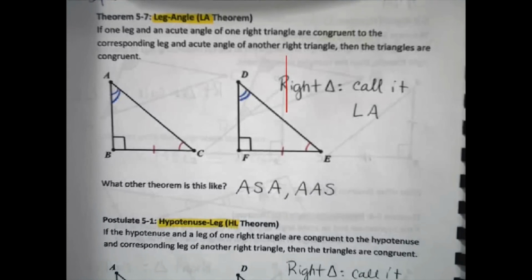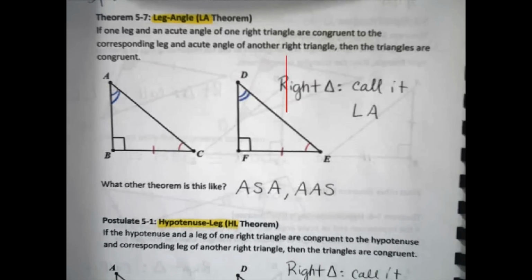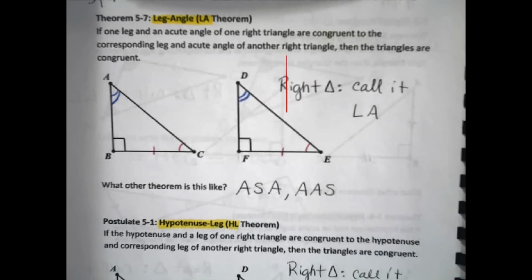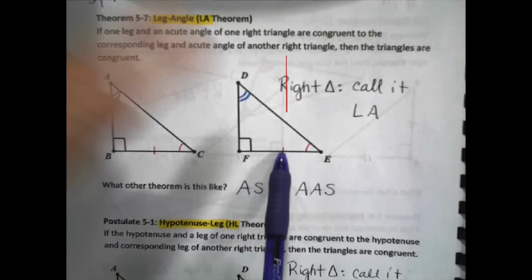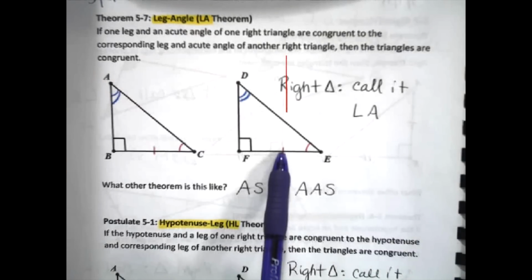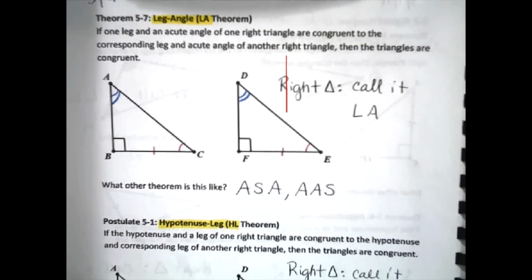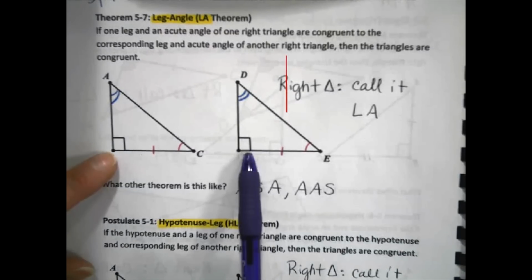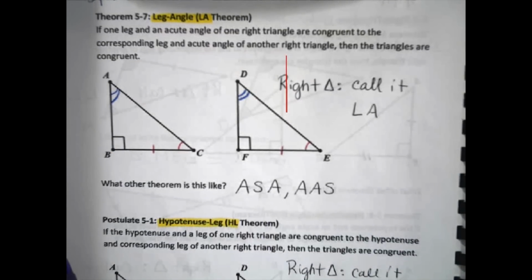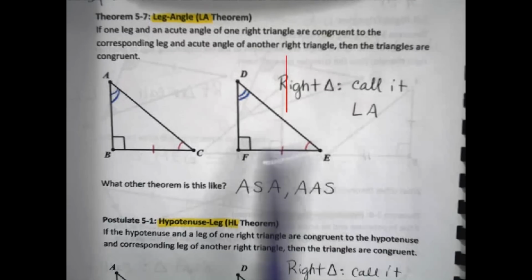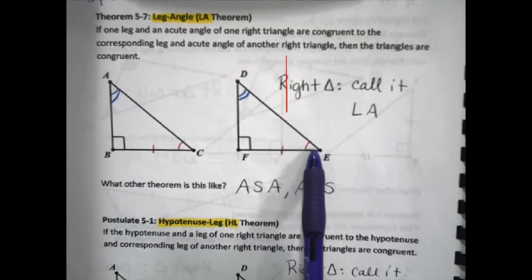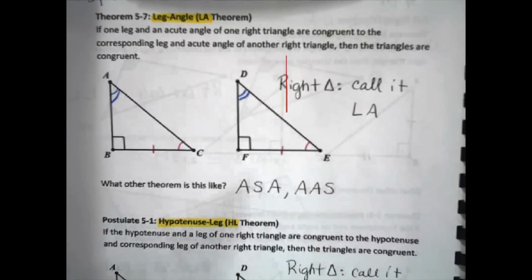The next theorem specific to right triangles is called the leg angle theorem. It says that if one leg and an acute angle of one triangle are congruent to the corresponding leg and acute angle of another right triangle, then the triangles are congruent. And remember again that we also know we have our 90-degree angle in each one. So in a right triangle, we call this the leg angle theorem, but it's really no different than the angle-side-angle or the angle-angle-side theorems.